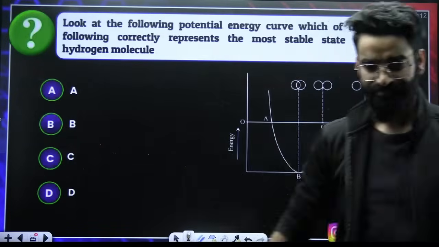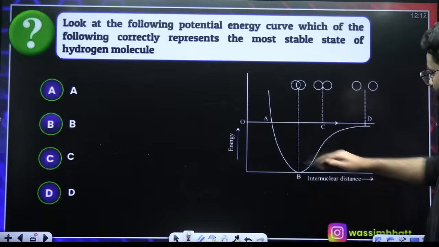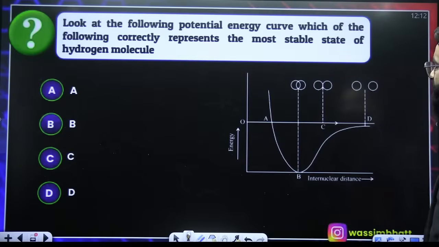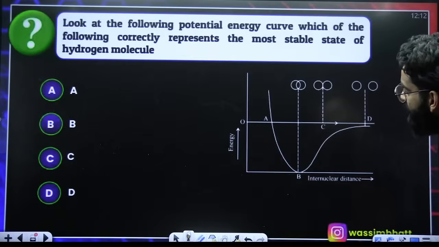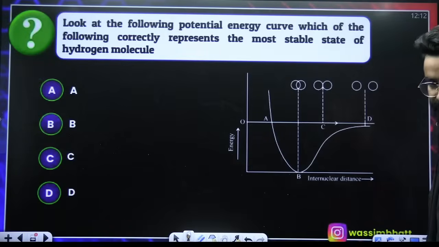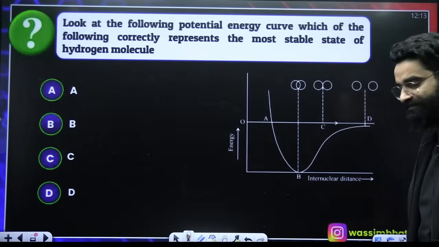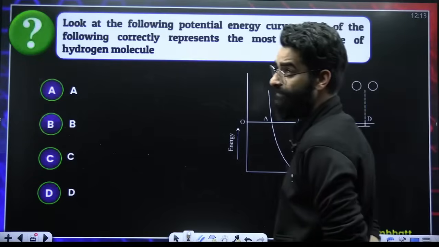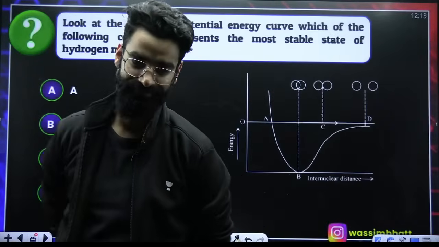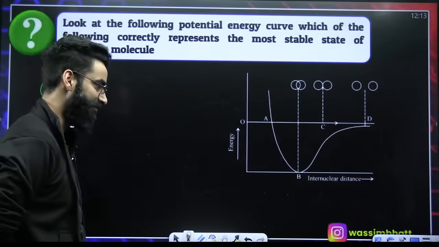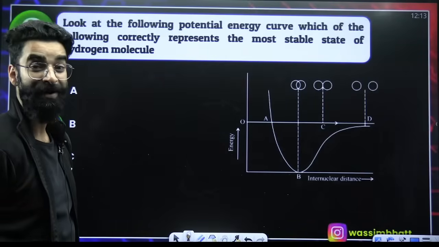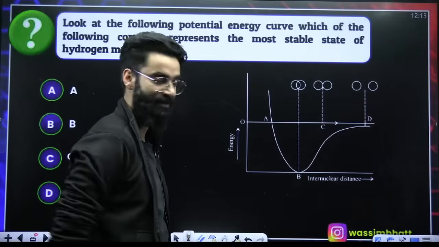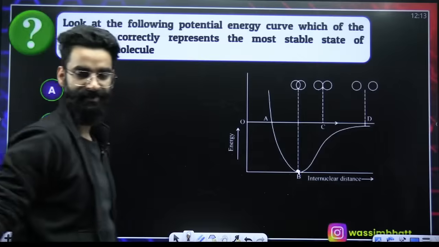Can you see the graph? Energy versus internuclear distance, this graph we have seen. Look at the following curve. Which of the following correctly represents the most stable state of hydrogen molecule? Most stable state: potential energy minimum, stability maximum. Right? dU/dr is equal to 0. Yesterday we discussed this point. Perfect.